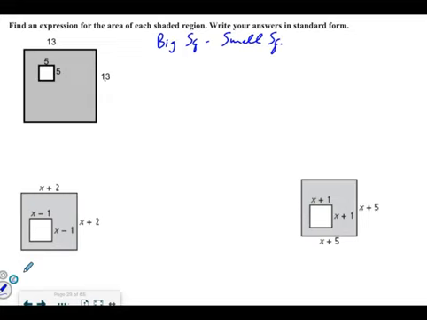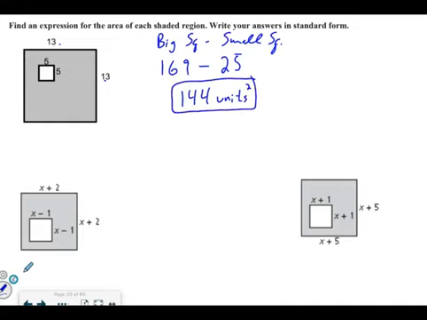And so the big square, 13 times 13, would give me 169. And then the small square is 5 times 5, which is 25. And so when I subtract them, I get 144, and then it doesn't have any units on there, so typically we put the word units, and so square units. Okay, so that's how we would find the area of the shaded piece when it's all numbers.